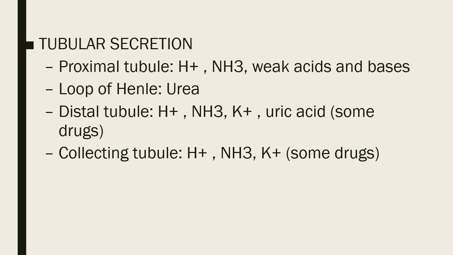Let's take a look at tubular secretion. In the proximal convoluted tubule, hydrogen, ammonia, weak acids, and bases are secreted. In the loop of Henle, you have urea. In the distal convoluted tubule, you have hydrogen, ammonia, potassium, and uric acid. In the collecting tubule, you have hydrogen ions and the rest being secreted. Okay, that is for your activity 2.